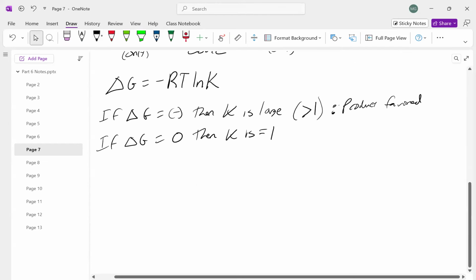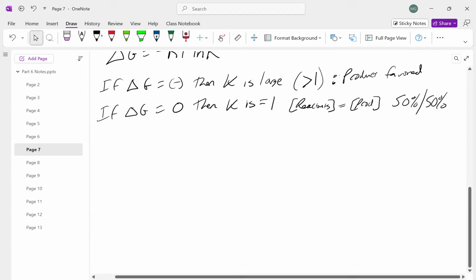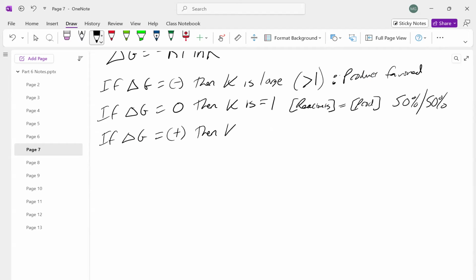And what that means is the concentration of the reactants equals the concentration of the products, or you have a 50-50 mixture. If delta G is positive, then K is very small, less than 1, which means that you have a reactant-favored equilibrium.